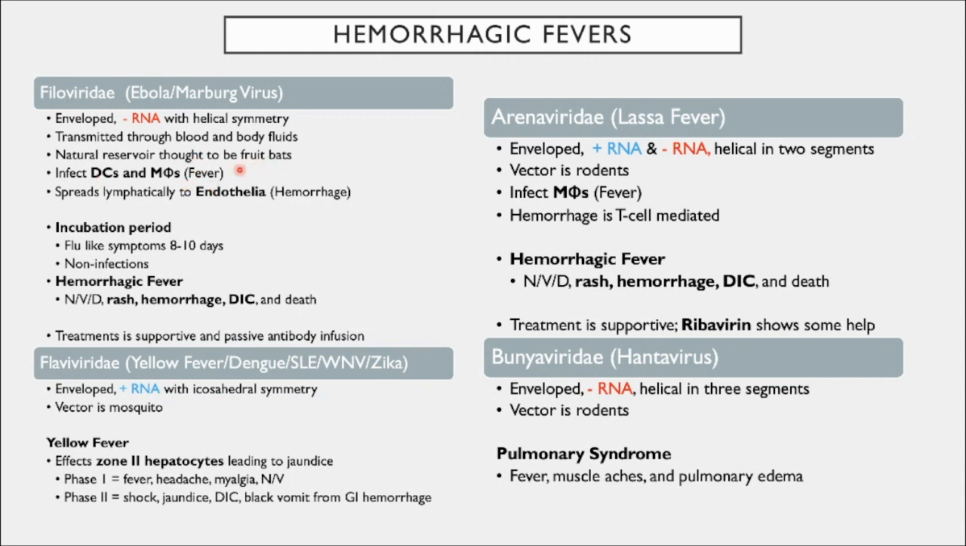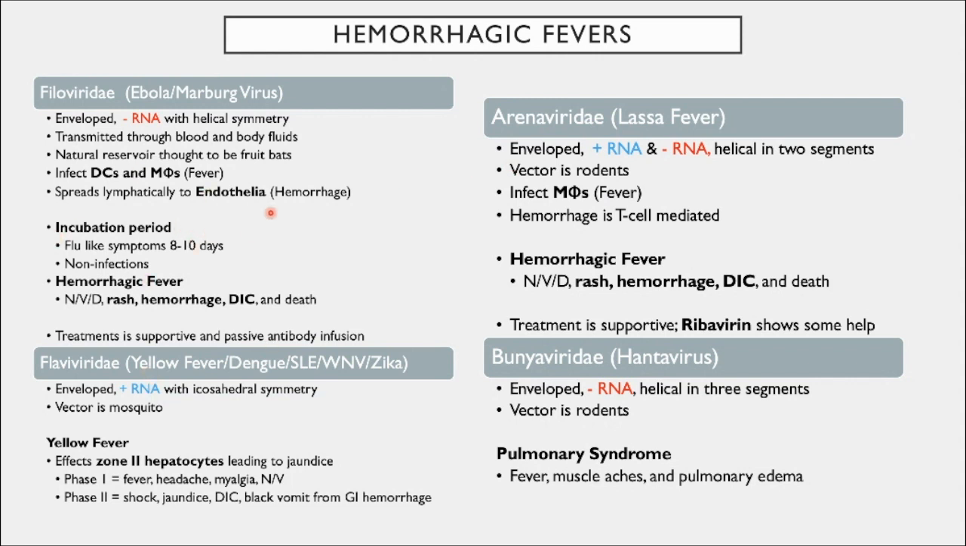In Ebola, for example, fruit bats are thought to be the reservoir, whereas in flaviviruses such as yellow fever and dengue, the mosquito is the typical vector. And then the Lassa fever and hantavirus are going to be spread by rodents. The NBME and USMLE love to ask about vectors, so I would pay attention to that.